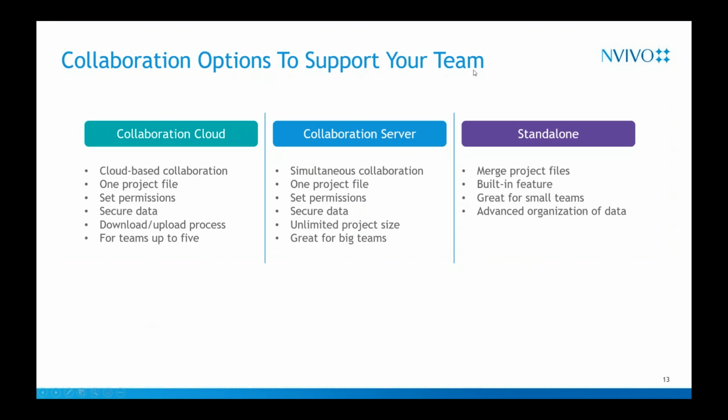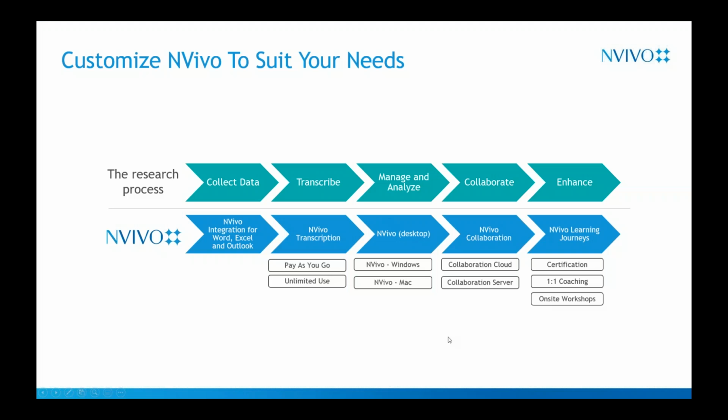Now I just want to talk about the different ways you can collaborate with your team. We do have Collaboration Cloud, which is an added module. It's on the Azure platform. You work with a project, and if you're on a team, it makes it a lot easier to share and then also merge your projects to see how people have coded. Collaboration Server helps you work on the same project at the same time, but you do need a dedicated server at your organization to install it. And then you always have the standalone option, where you share projects with a shared drive and merge them together.